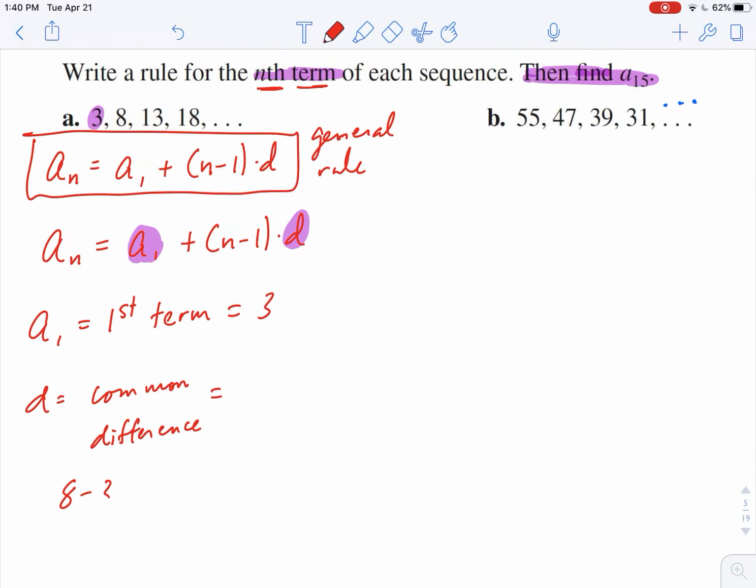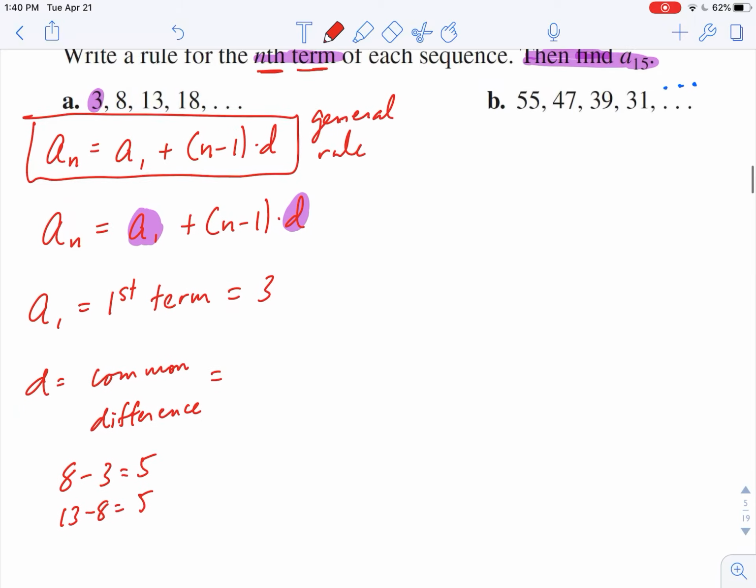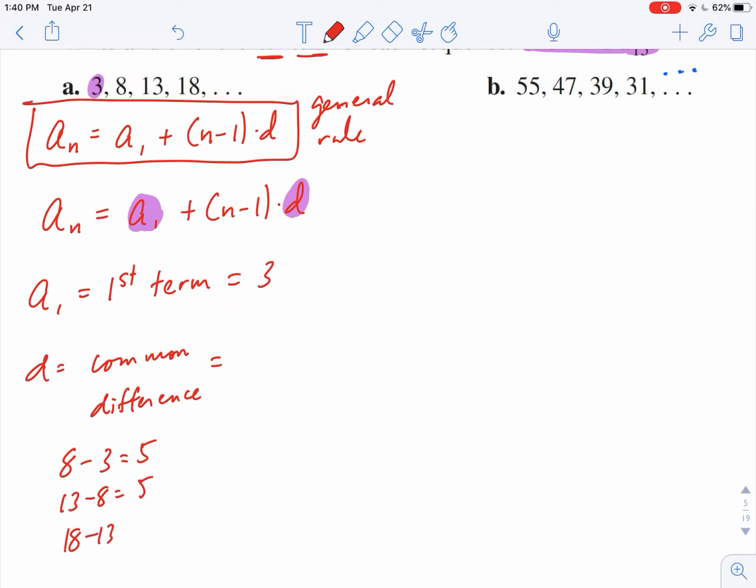How would we find that common difference? We would say 8 minus 3 is 5. We would say 13 minus 8 is 5. And we would say 18 minus 13 is 5. So it appears to me that because this number 5 is consistently used, that is our common difference. That is that value. So the good news is we now can go back to this formula and we can erase d, and put 5 in that position. And we can erase the first term, and put 3 in that position.